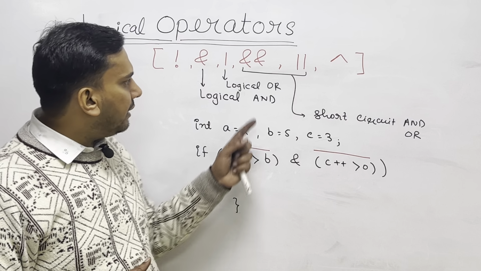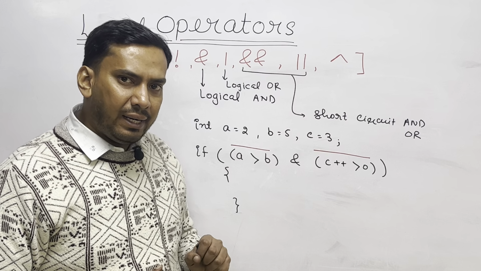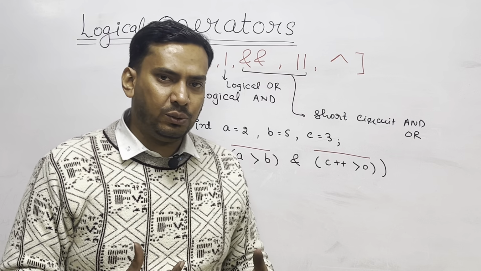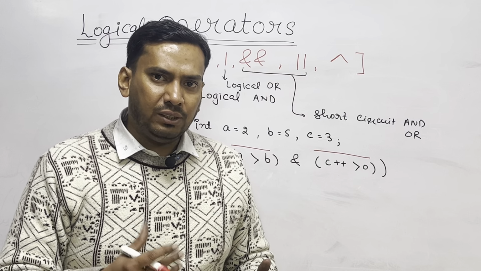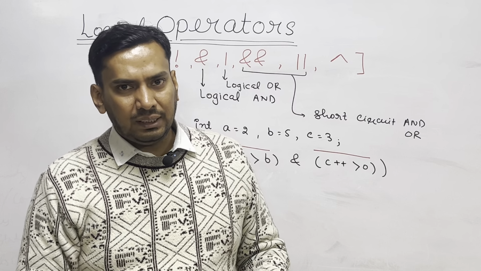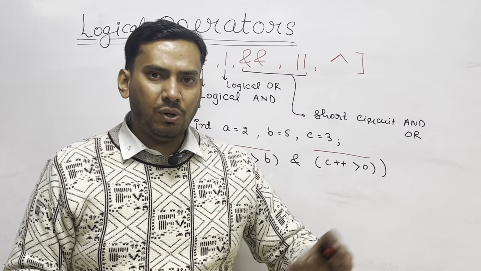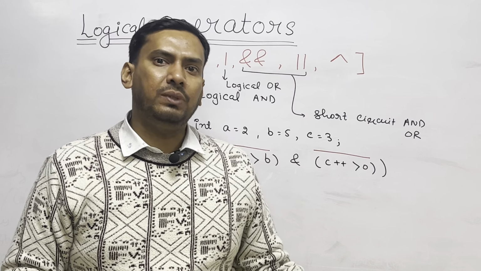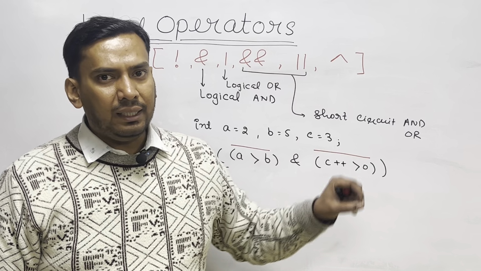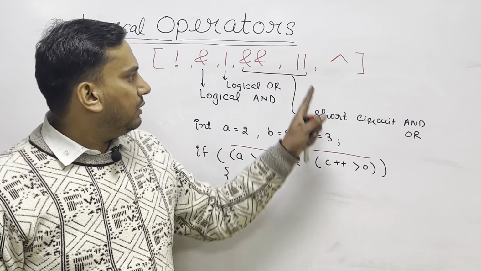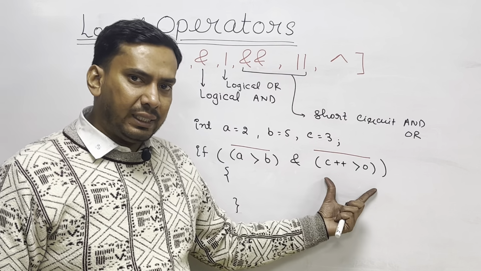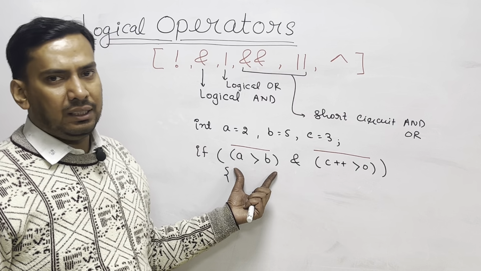Similarly, short circuit OR is saying that if the first expression is returning true in case of the OR operator, there is no need to evaluate the second expression because the result is already decided. If the first expression is true, then true or false will make it true, true or true will also make it true. So there is no need to evaluate the second expression in case of short circuit OR, and in case of short circuit AND, there is no need to evaluate the second expression if the first expression is giving you false.